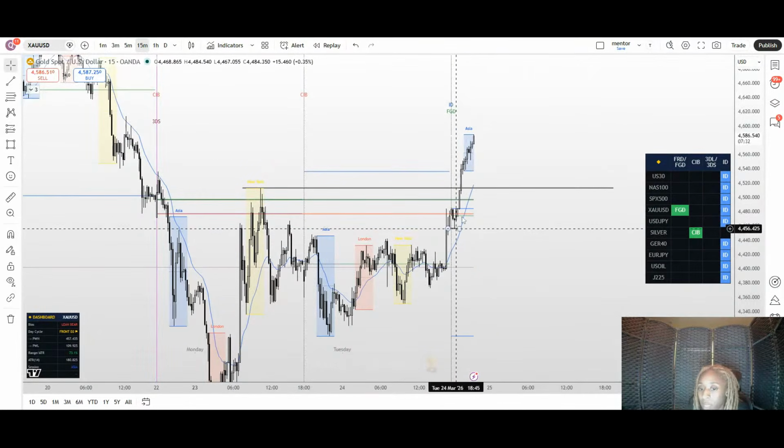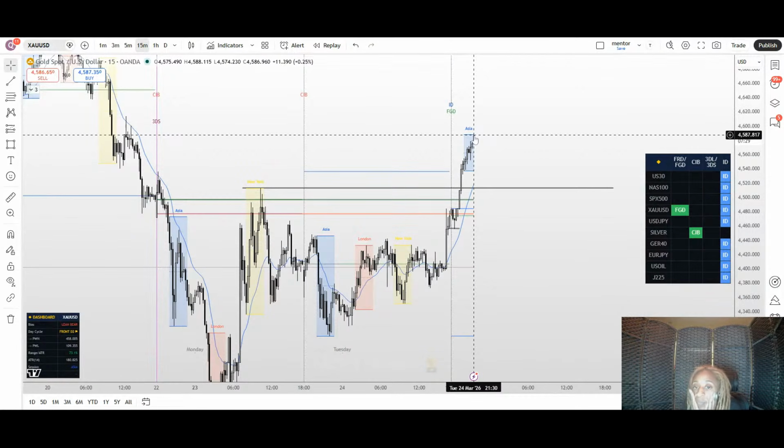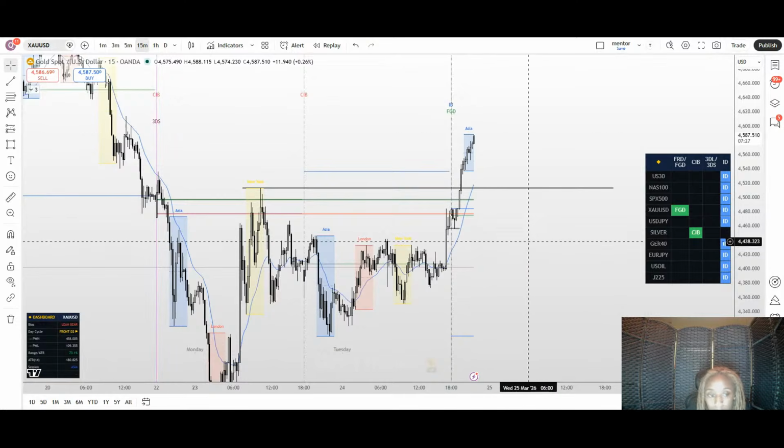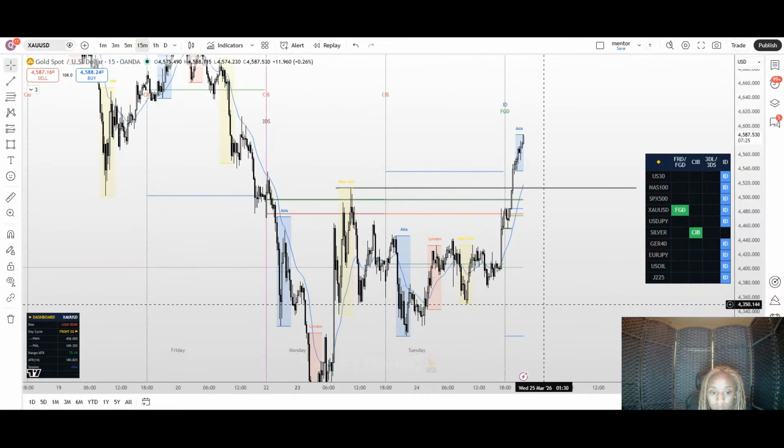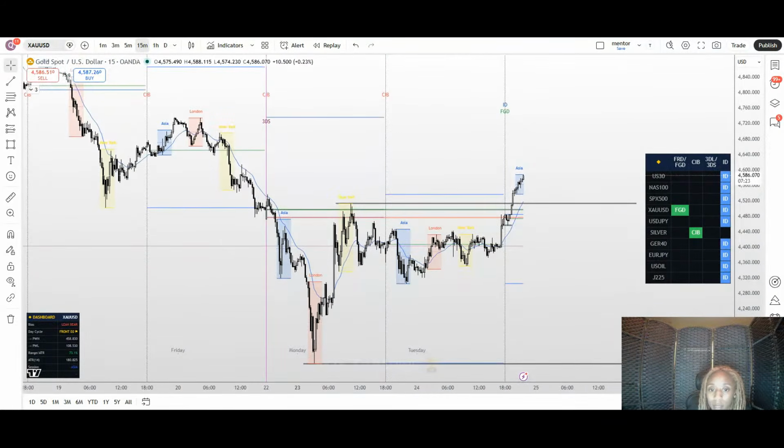On the Asian session, a lot of the times, if you're an Asian session trader, you get a lot of continuations. But these are easy, guys. Easy money. 3-day setups, easy money.